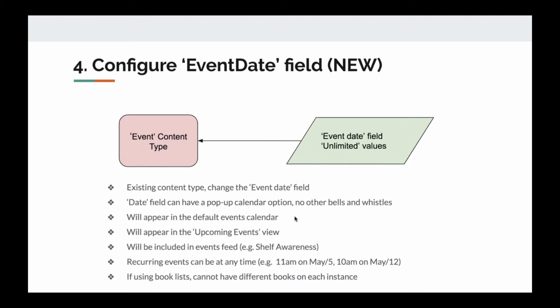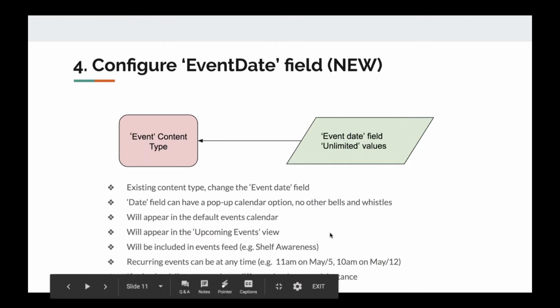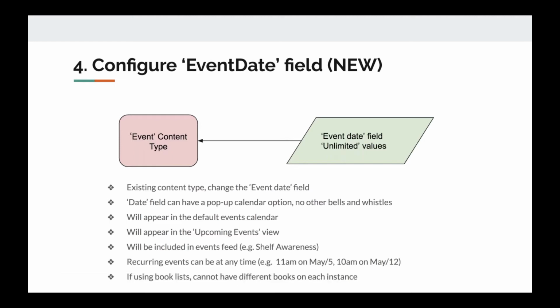It'll appear in the upcoming events view, and it will be included in the events feed for Shelf if you're using it, or for any other vendor. And the time can be different. Like the story time this Sunday could be at 10, and the story time the next Sunday could be at 11, or it could alternate. So if you have something like that, then this would be a good option. And again, if you're using book lists, if you're using books associated with events, this may not work for you.